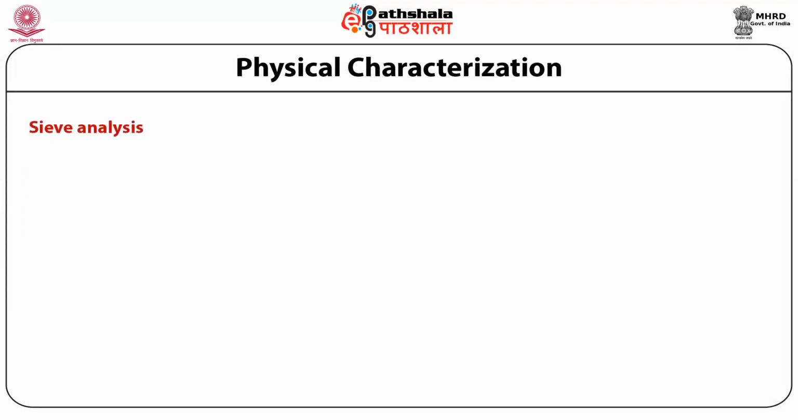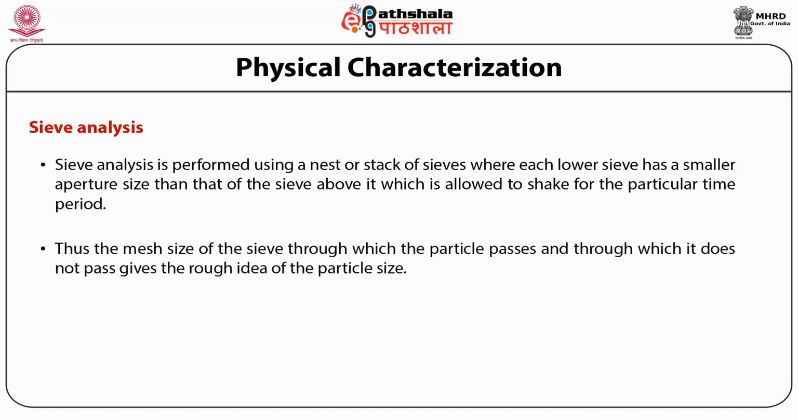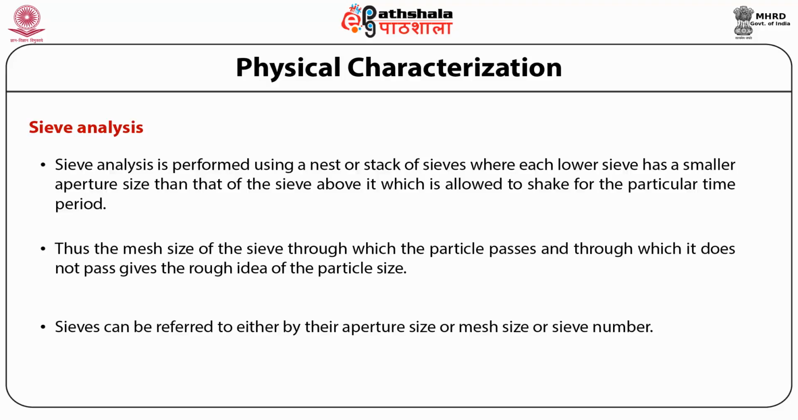Next technique is sieve analysis. Sieve analysis is performed using a nest or stack of sieves where each lower sieve has a smaller aperture size than the sieve above it, which is allowed to shake for a particular time period. Thus, the mesh size of the sieve through which the particle passes and through which it does not pass gives a rough idea of the particle size. Sieves can be referred to either by their aperture size, mesh size, or sieve number.